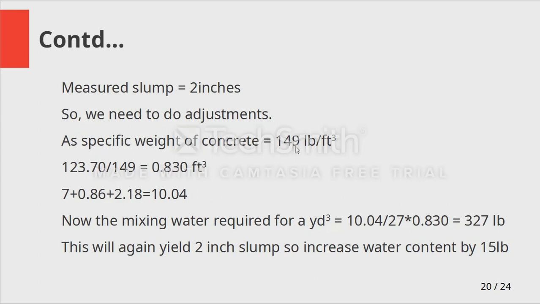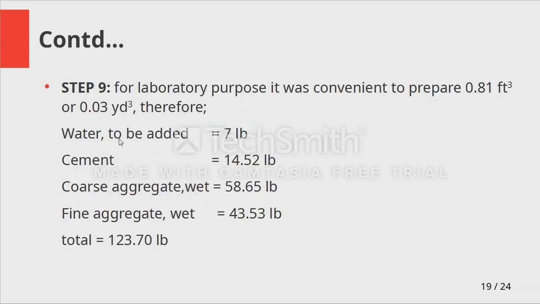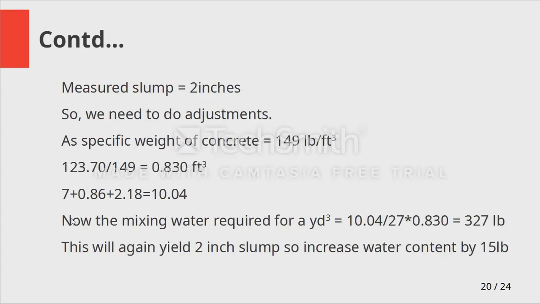Now the specific weight of concrete was 149. Just divide this 123.70 by 149 pounds per cubic feet, and you will get this value. Now this value and this upcoming value, which is 7 plus 0.8 plus 0.86 plus 2.18, where 2.18 and 0.86 are recommended by ACI. Now where does this 7 come from? It comes from here, the water to be added. So we are now going towards finding the actual amount of water that we need to add in order to achieve the desired workability.